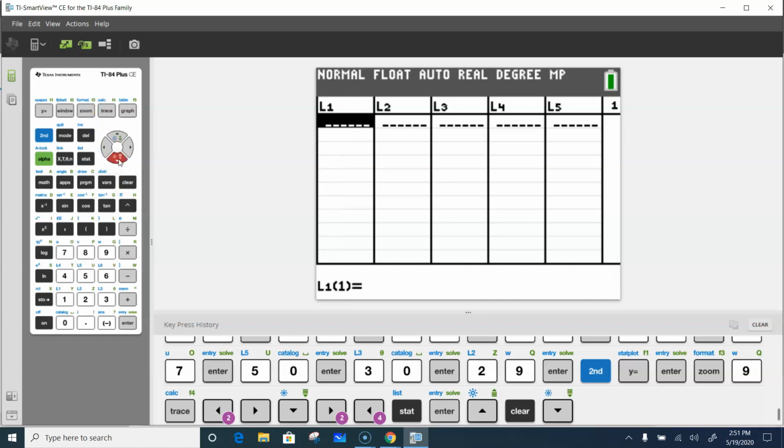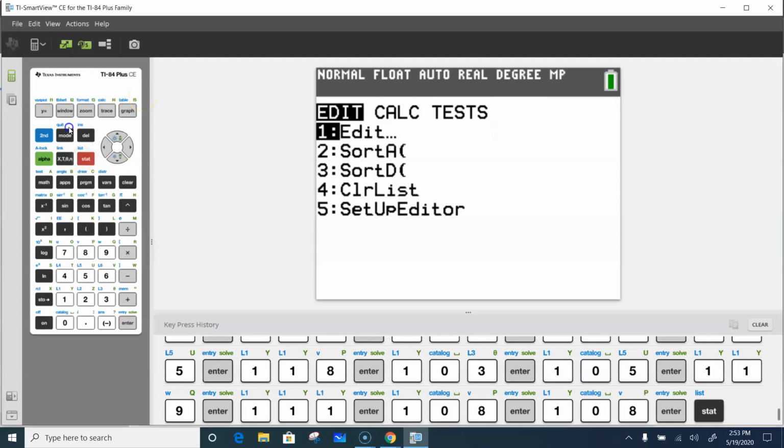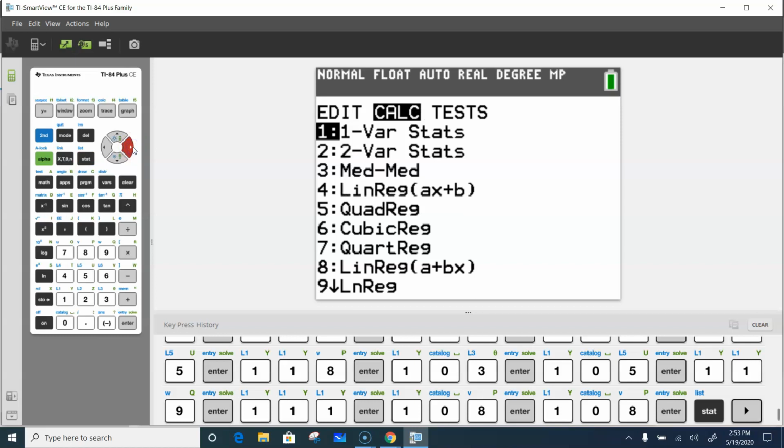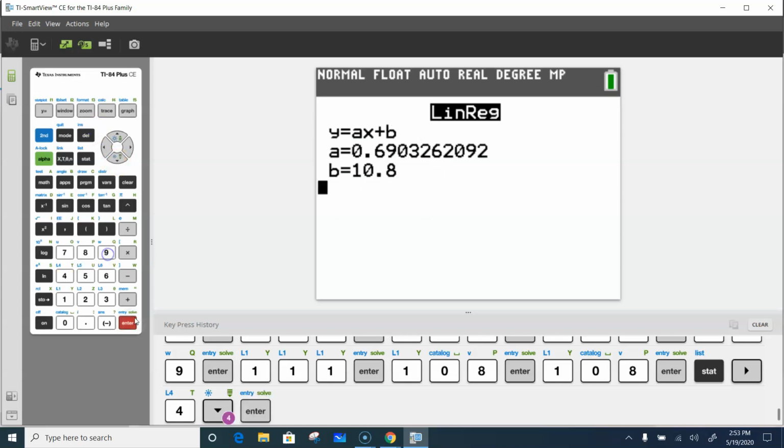Alright, I'm going to enter those lengths in L1 and the girths in L2. So here's to hoping I didn't make an error entering one of those numbers there. That would be really disappointing. So I go to Stat, Calculate, and what I want is my linear regression, but we'll generally use number 4 for this class, ax plus b. That's fine. So we want L1 and L2.